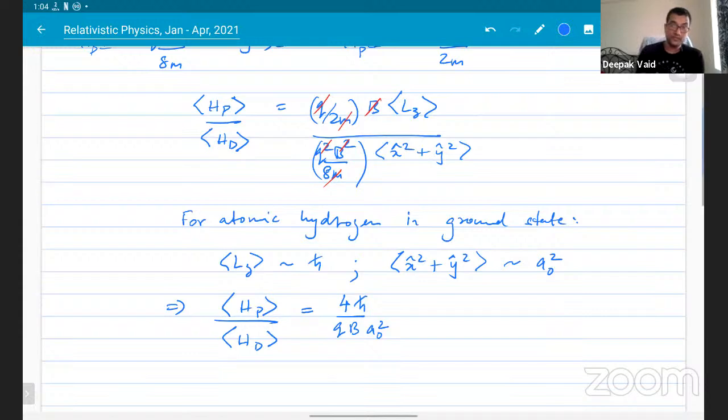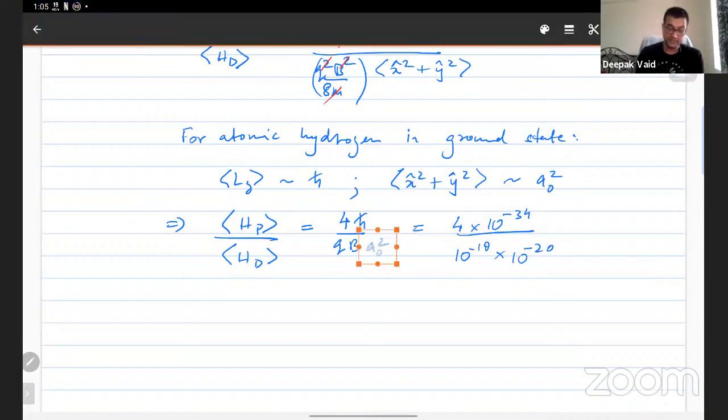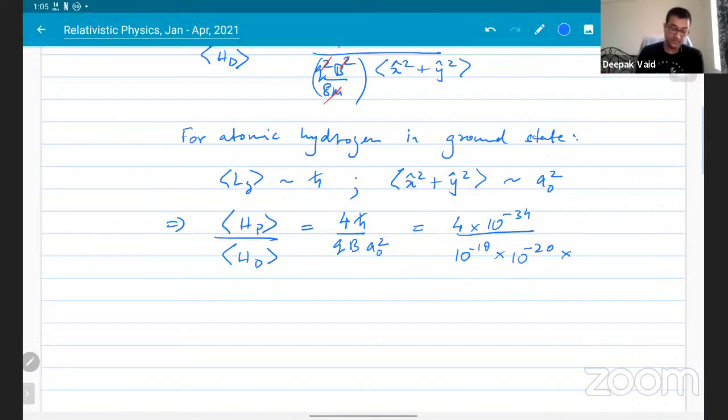Right? And now you can insert some numbers into this. You can insert the value of A naught and h bar squared, for instance. And also Q is the electronic charge, right? So if you just do an order of magnitude, 10 to the minus 34, 10 to the minus 19, this is 10 to the minus 20 because A is 1 angstrom, 10 to the minus 10, right? Times B.